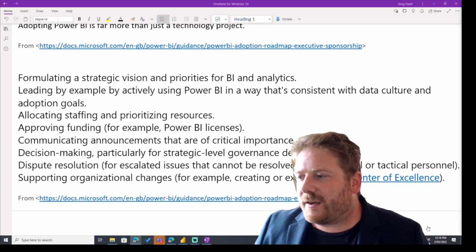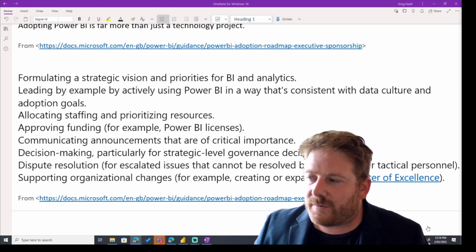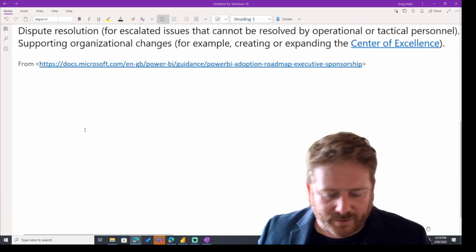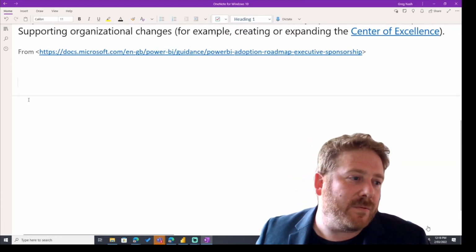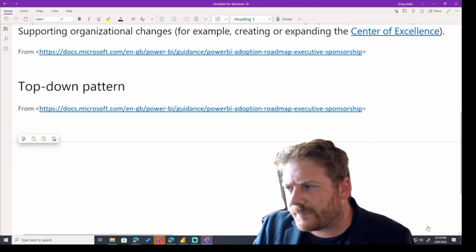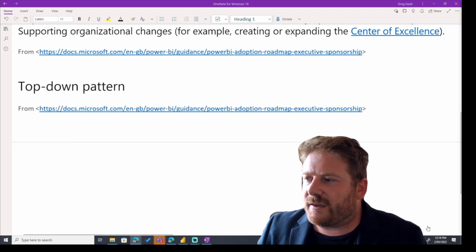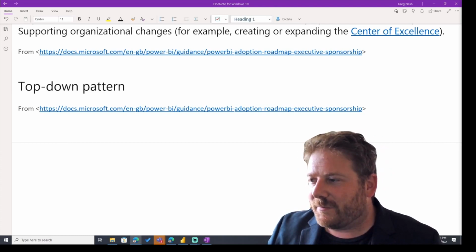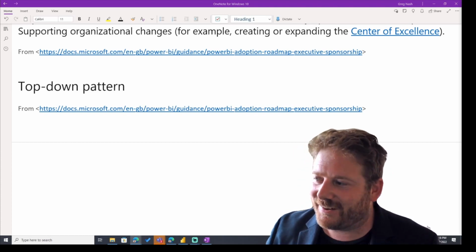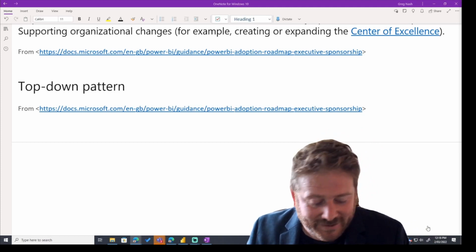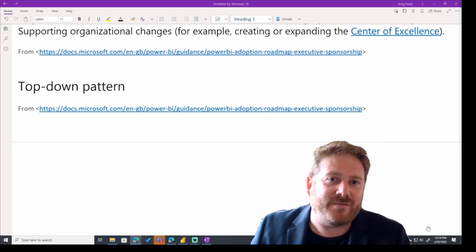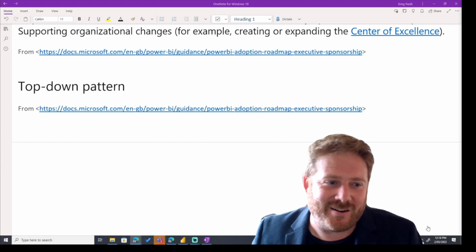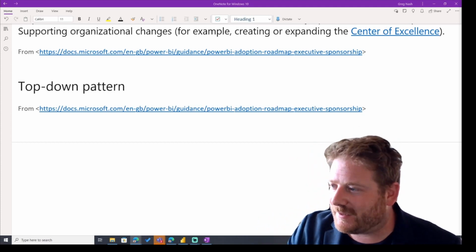So, identifying your executive sponsor. There's a couple of different ways to identify your executive sponsor. There's two ways that they talk about here. One is the top-down pattern. So your executive sponsor is selected by a more senior executive. The CEO, chief executive officer, might hire a chief data officer, as we spoke about, or a chief analytics officer, a CAO. That's another name that sometimes you see.